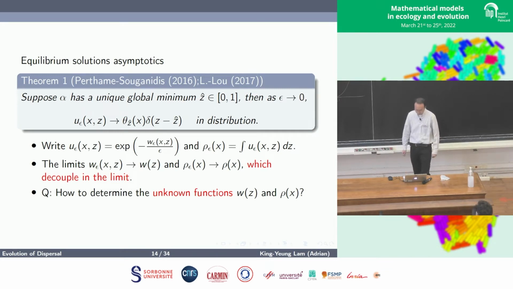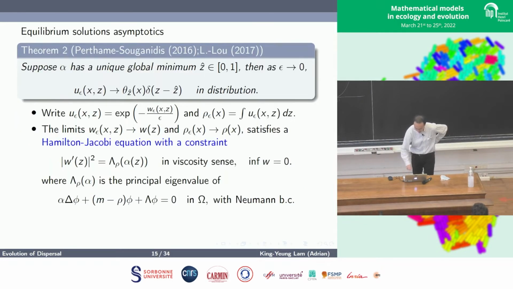The approach by Perthame and Souganidis is the Hamilton-Jacobi formulation, so we look at the rate function. We write u as an exponential of the rate function, and recall that rho is the total population. Assume that both quantities converge. It is important to notice that these two quantities used to be related: if you have positive epsilon and integrate this equation with respect to z, you recover rho. But they decouple in the limit. So in the limit, there are really two independent quantities you have to determine. How do we determine the two unknown functions?